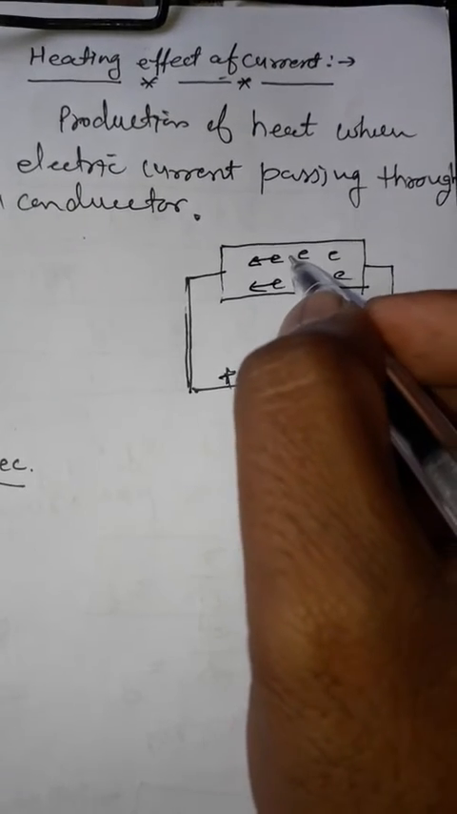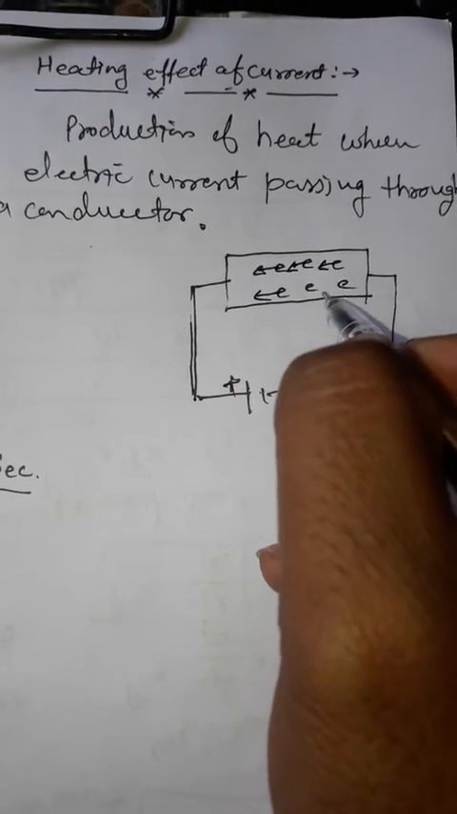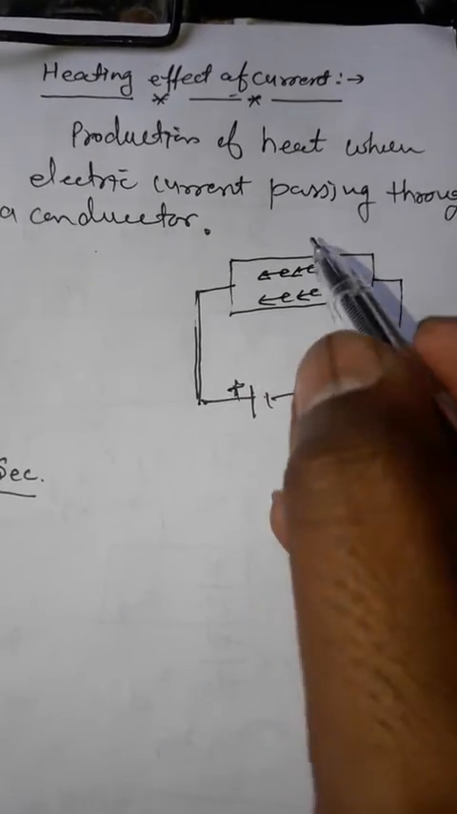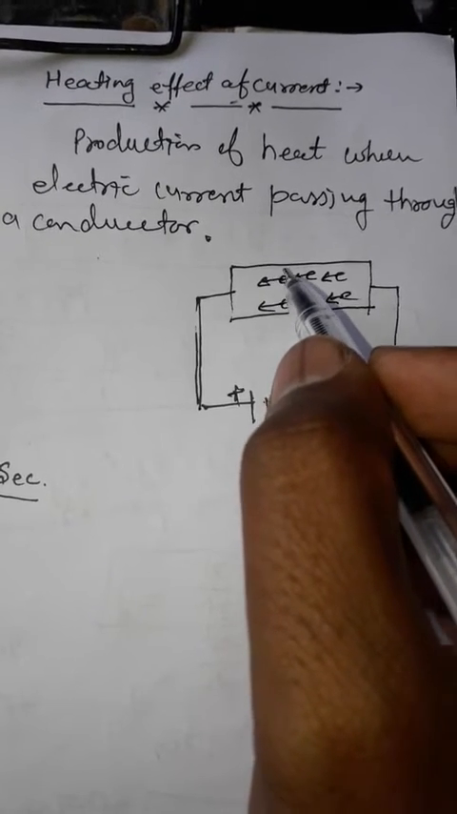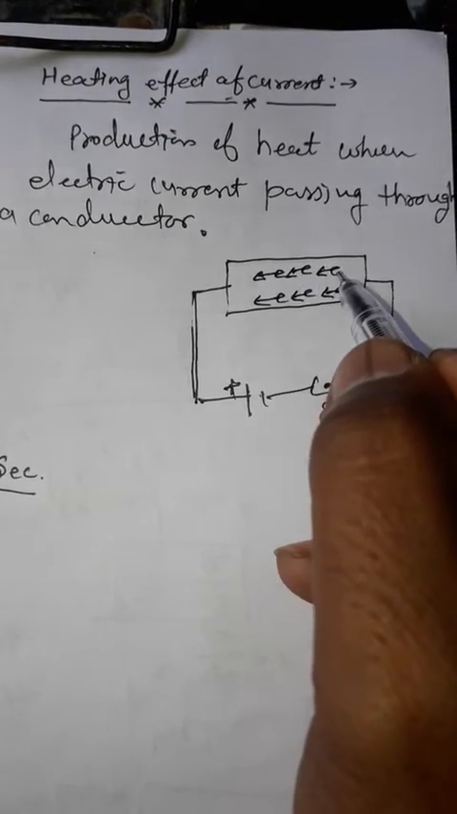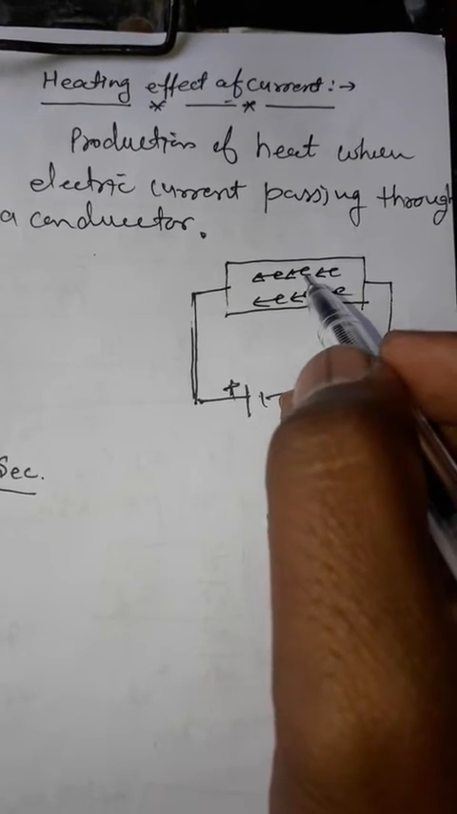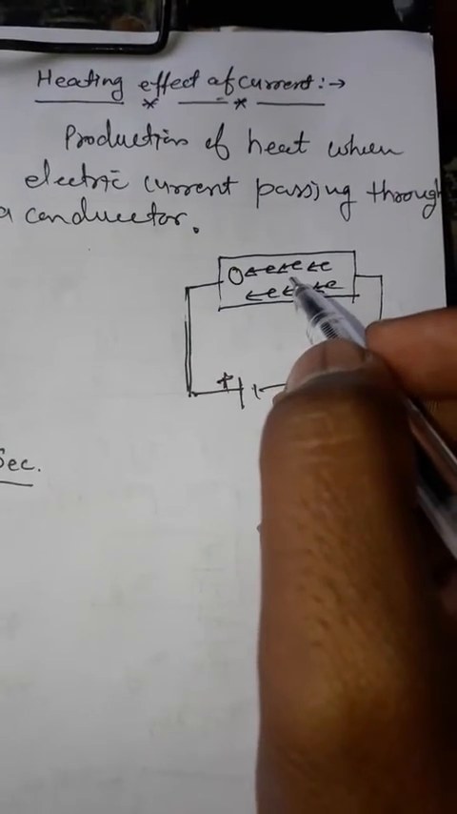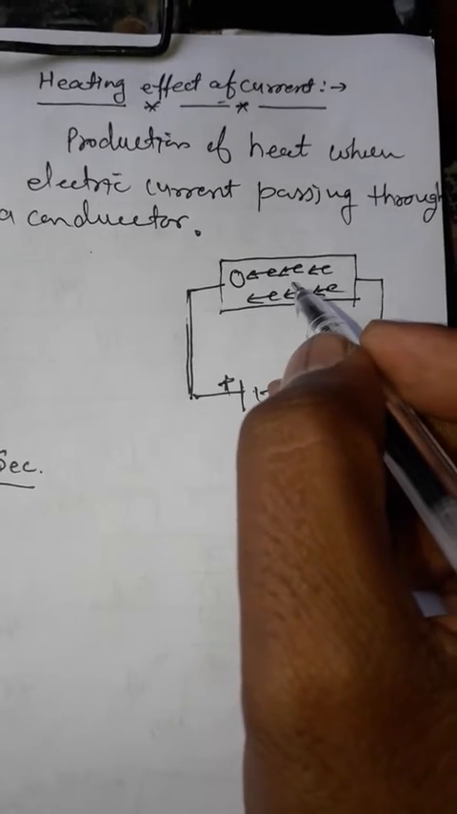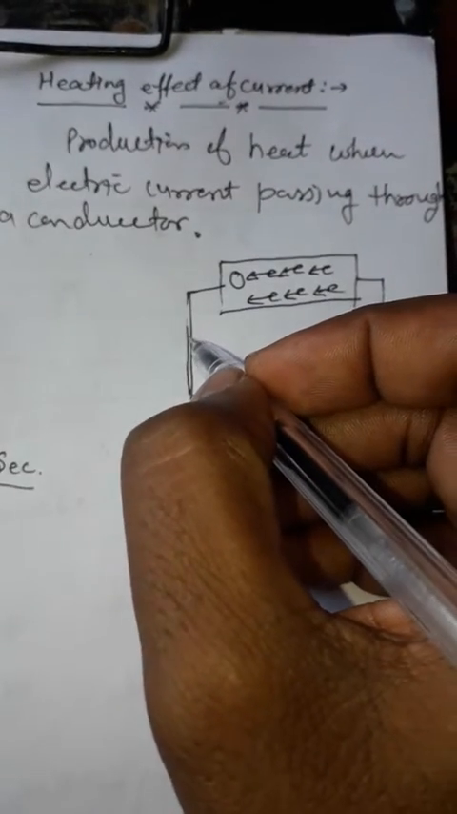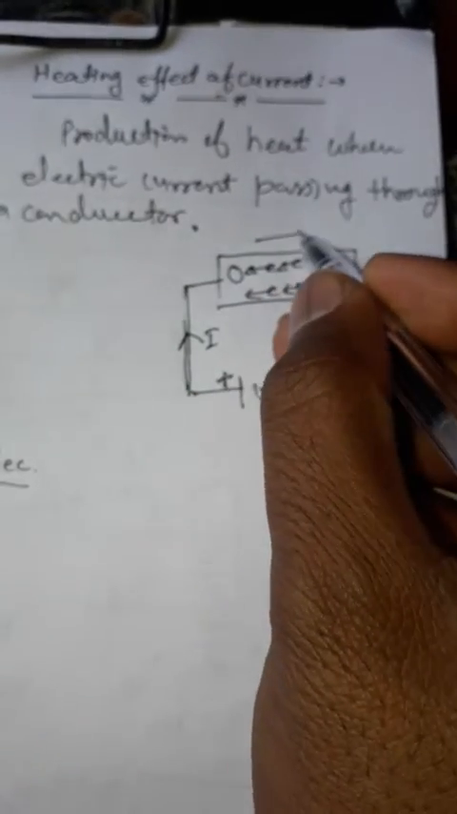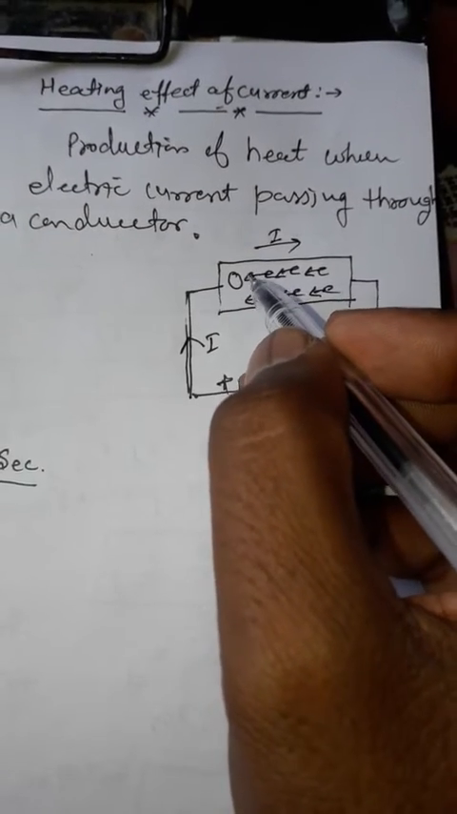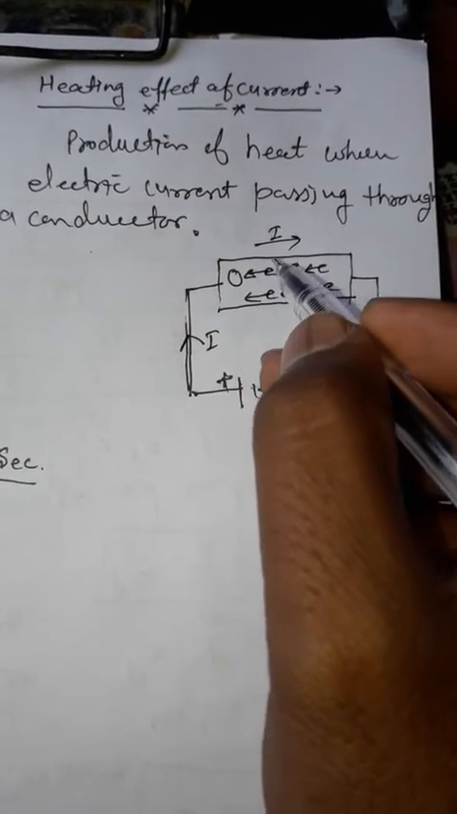But when these electrons move in the conductor, because of the large population of electrons and the positive ions present in the conductor, the moving electrons strike with the other electrons, and hence they collide with the electrons as well as the atoms present in the conductor. So electrons flow in this direction and electric current opposite to that, in this direction, and when they collide, due to this collision there is production of heat.